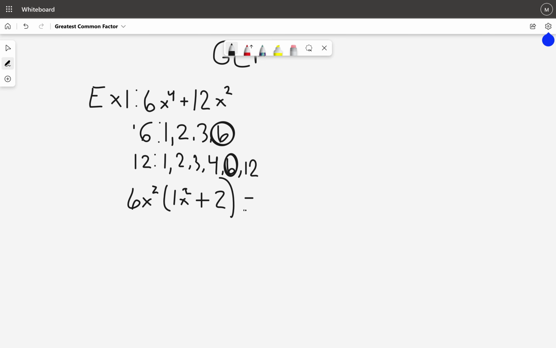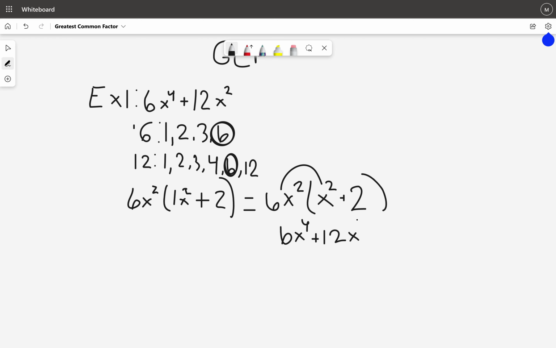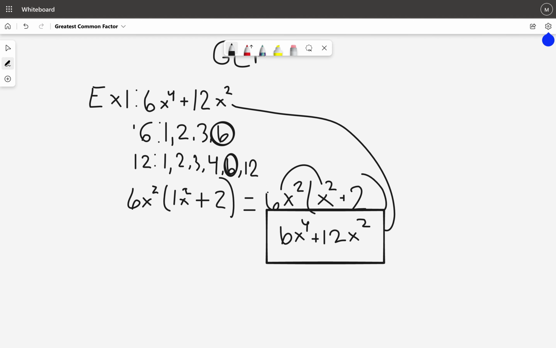We can also rewrite this as 6 times x squared, and then you don't have to add the 1, just put x squared plus 2. To check our work, we have to distribute. So 6x squared times x squared is going to be 6x to the fourth, plus 6 times 2 is 12x to the second. As you can see, this is the same problem as the example.